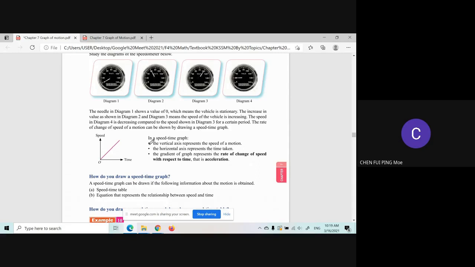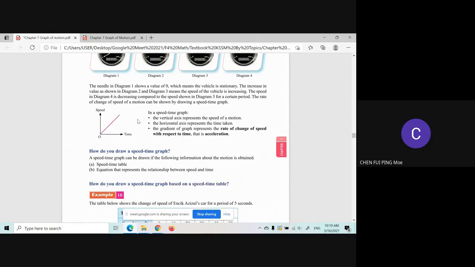Previously you learned rate of change, right? This one is also the same. The gradient, or sometimes we call it the rate of change of speed with respect to time. That refers to gradient, or in other words, acceleration. So how do you draw the speed time graph?